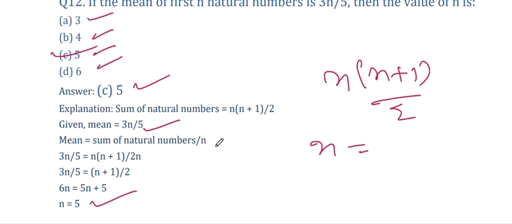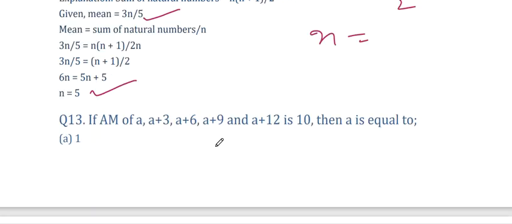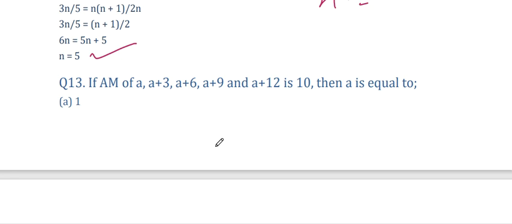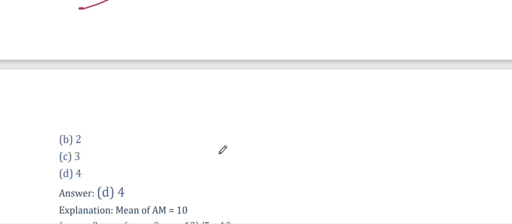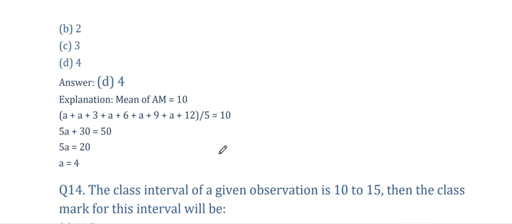You are very smart, my dear, so there is no problem. You can see and watch very well. It is a very important session for you. You can see here, if AM, that is arithmetic mean, of a plus 3, a plus 6, a plus 9 and a plus 12 is 10, then a is equal to 1, 2, 3, 4. We go with 4. You can see here 4.